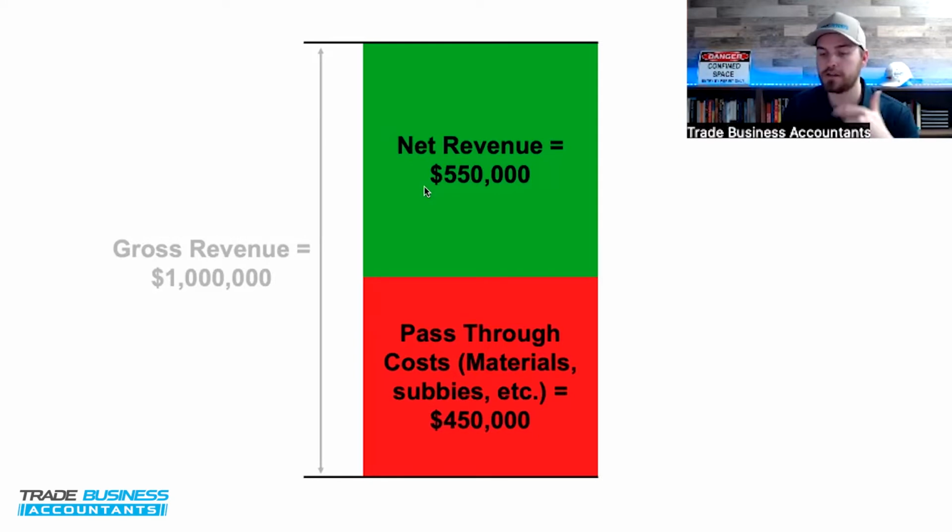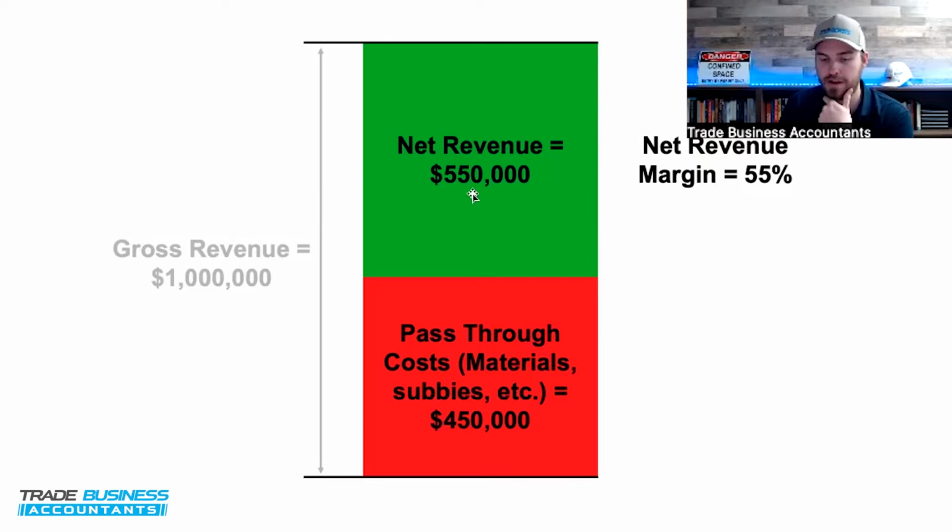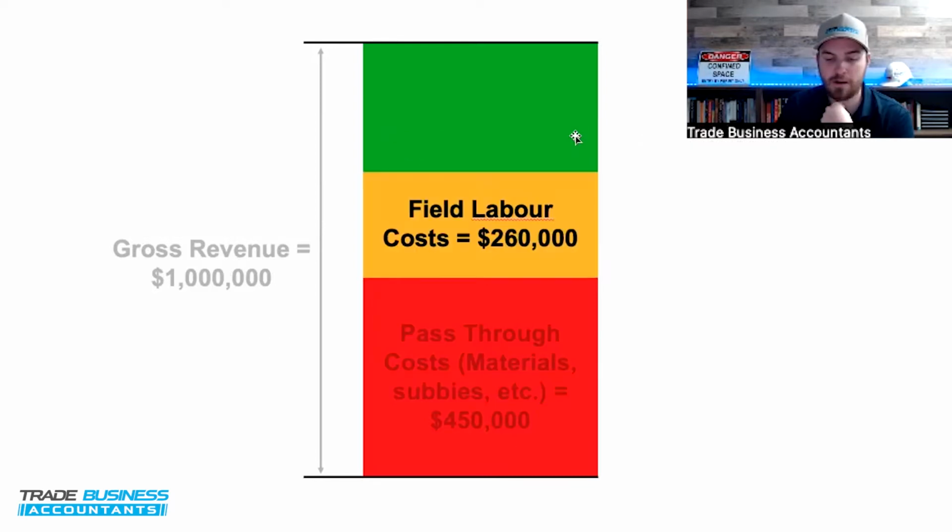It's also what is going to give you your return in pre-tax profit or net profit at the end of the day. And then our net revenue margin is simply the percentage of net revenue of the gross revenue. So a 55%.